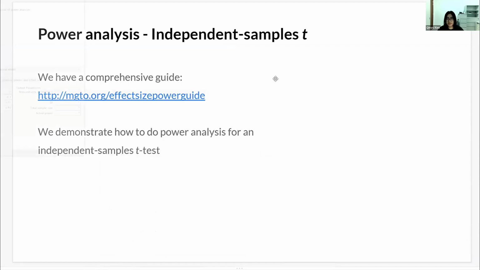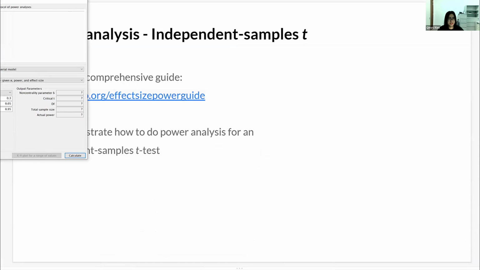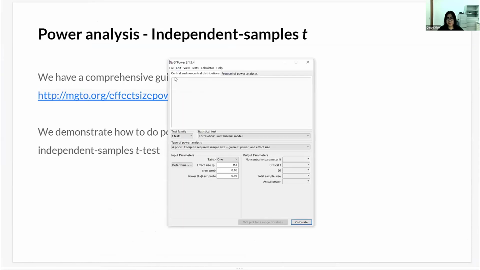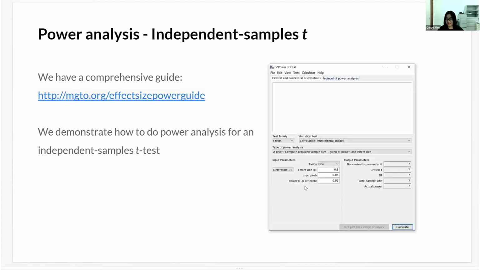G*Power. G*Power is a software that was developed specifically for conducting power analysis. It has this very outdated interface, which for me looks not as modern as Jamovi, but there are more tests that G*Power supports.